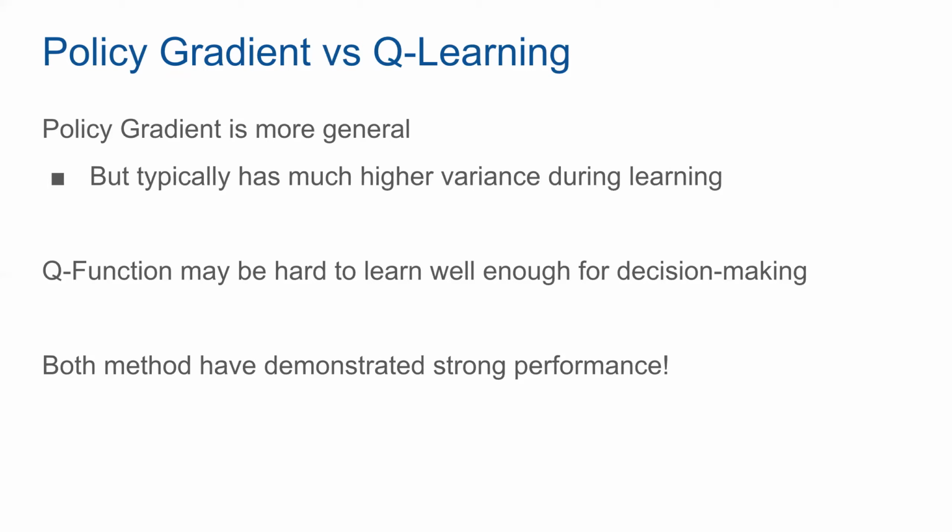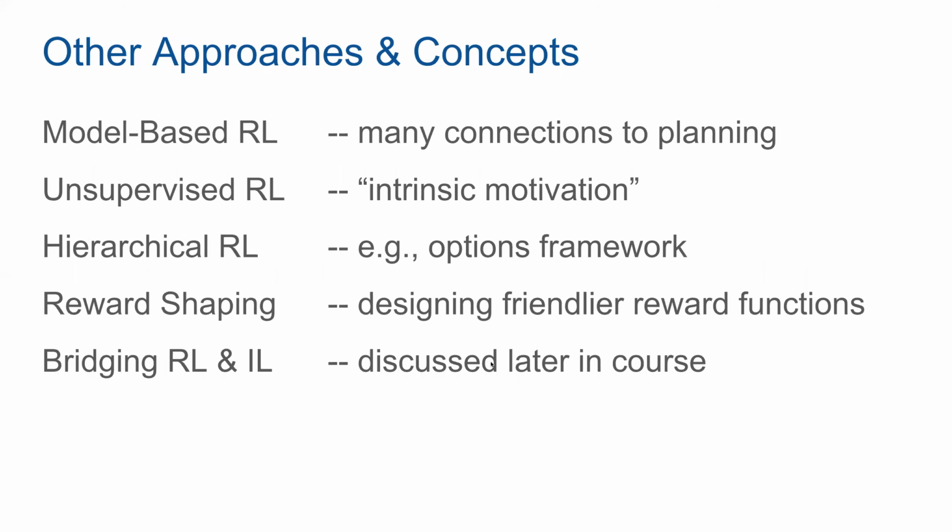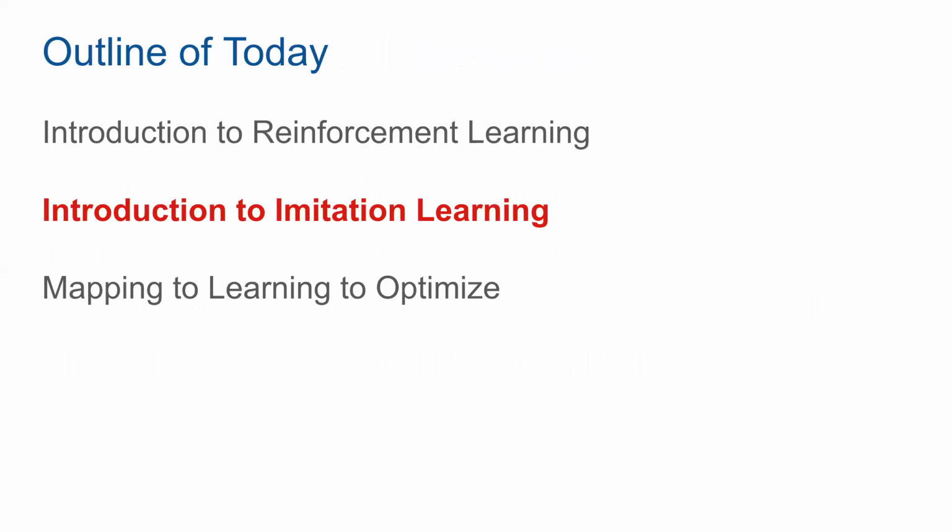Both methods have demonstrated strong performance depending on which regime you're in, and you can refer to some of the references to get a bigger picture of that. There are other approaches that we're not going to cover, but they're important in other contexts, but they're less relevant, except for the last one, bridging reinforcement learning and imitation learning in the context of learning to optimize. Any questions?